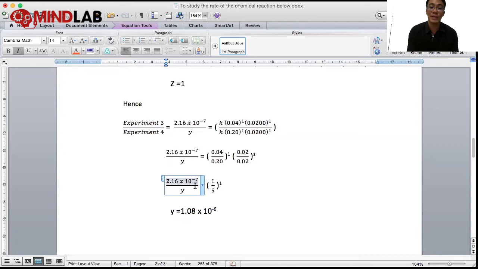So you can do that through cross multiplication, and this is your result. Okay, y equals 1.08 times 10 to the power of negative 6. Okay, so that is for part B. All right, so two more questions to go.